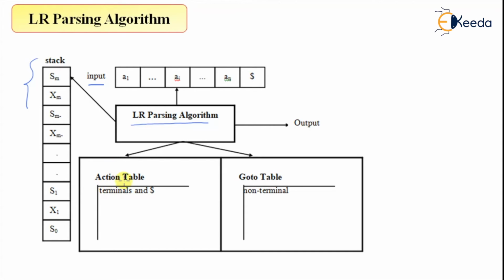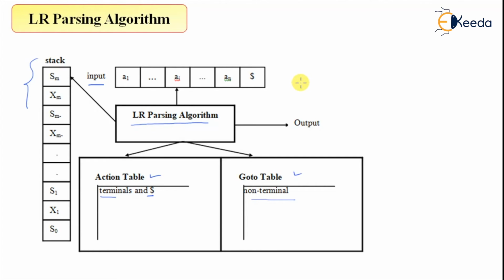And there will be a table which consists of an action table and a goto table. Action is on terminals and dollar, and goto is on non-terminals. So there are two parts of the table, terminals and non-terminals. But one interesting thing you notice here is the syntax written here: S0, X1 and then S1.